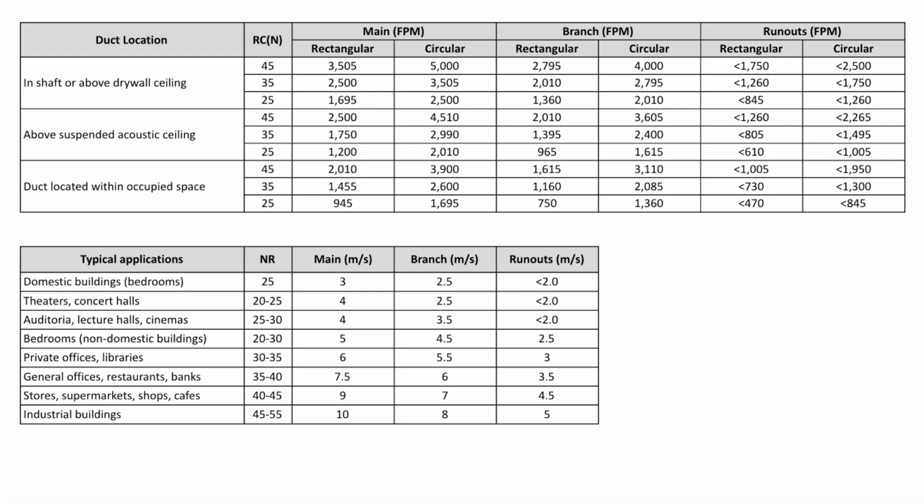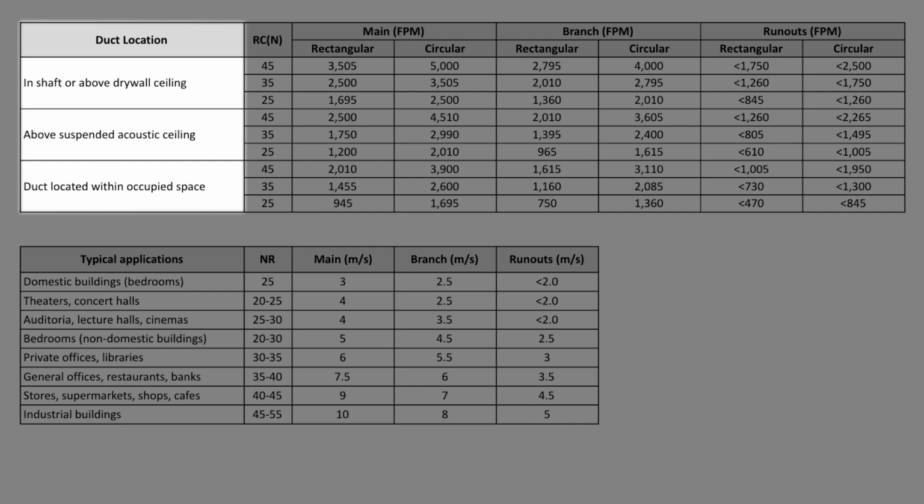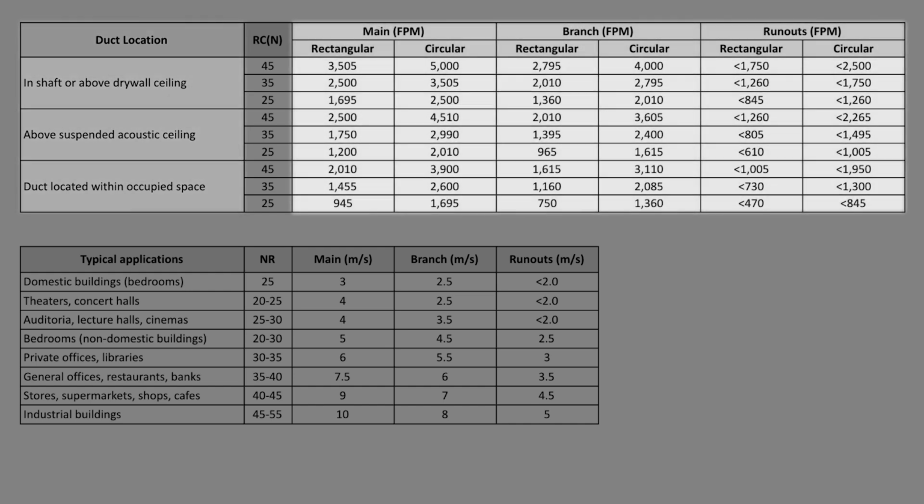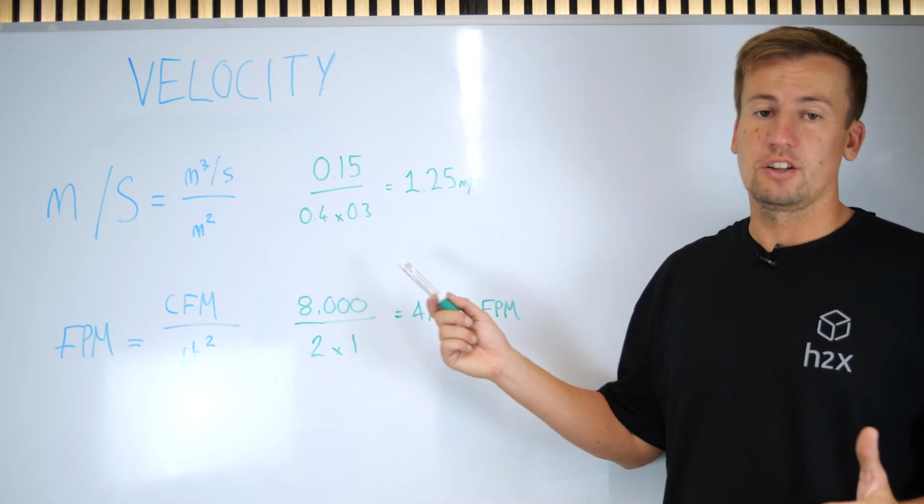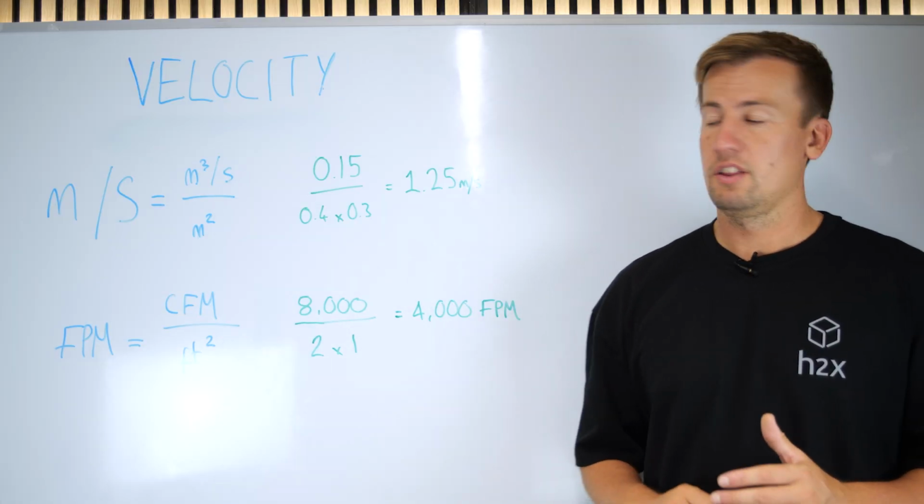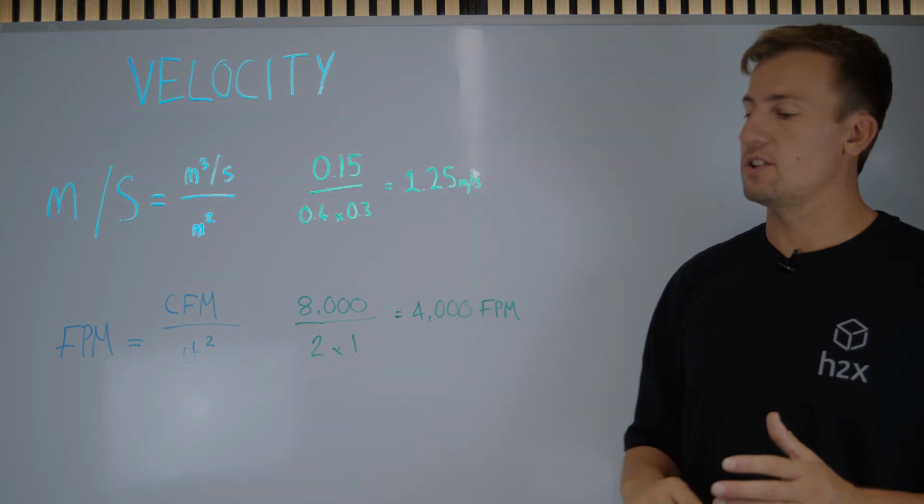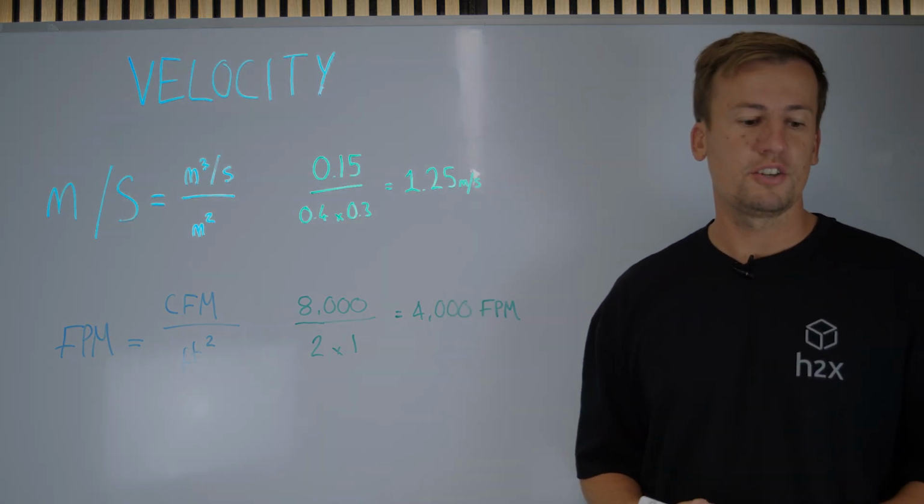Here's a couple of tables from ASHRAE and CIBSE, and you can see there's quite a lot of numbers here. So it's important to find, first of all, that duct location, and then whether it is a main, branch, or run out, and there is a guideline number that you should aim to meet. Now let's look at a couple of calculation examples. The first one we'll do in metric based on the CIBSE recommendations.